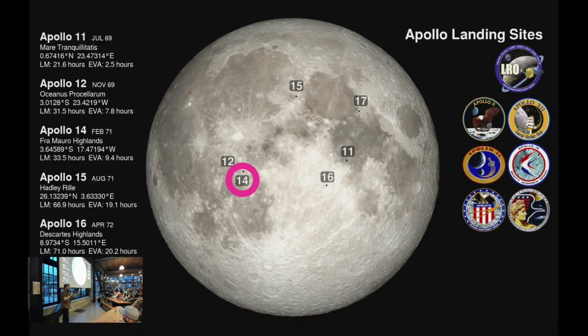So these are still active research laboratories in this way, and it's nice that they're sort of spread out over the surface. There's actually a couple of Russian stations as well that we can do this with. It's really neat. Here's Apollo 14's landing site in the Fra Mauro Highlands.